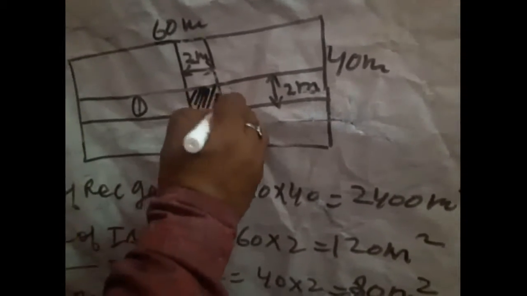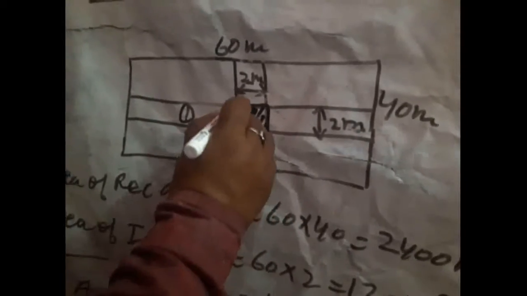But this part is common part. So what is the area of this part? This is 2 and this is 2. So area of common part is equal to 2 into 2 is equal to 4 meter square.